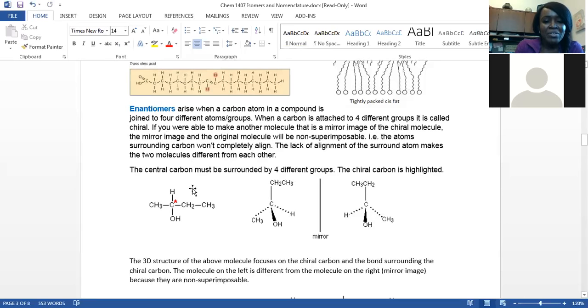Okay. Now, in this case here, you have two formulas that look exactly alike or almost exactly alike, but they are different. What makes them different? One is the mirror image of the other. And so when you have two molecules that look almost the same, but they're mirror images of each other, but they're non-superimposable, these molecules will be called enantiomers. So what makes them different? The fact that they're not superimposable.